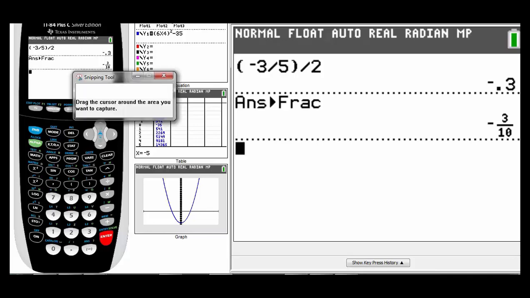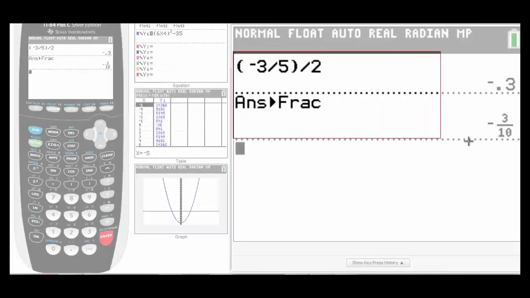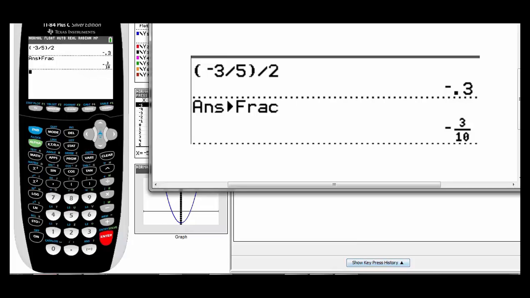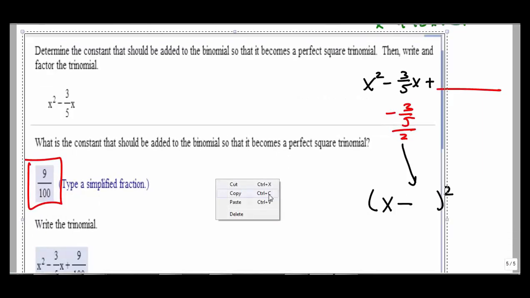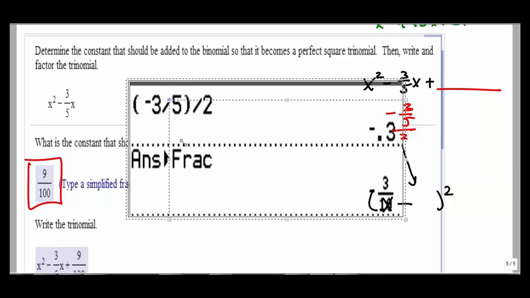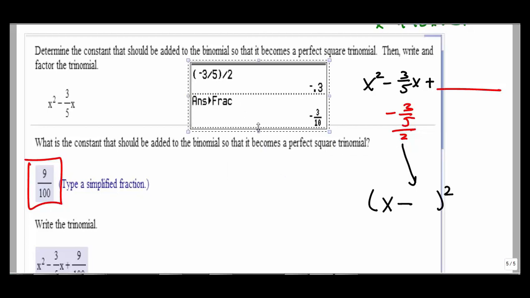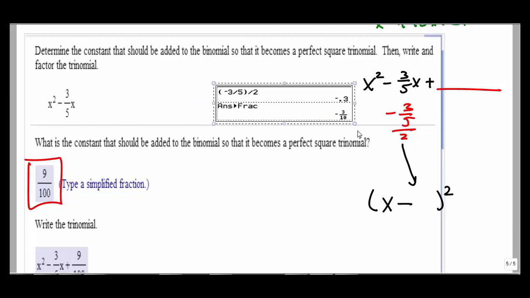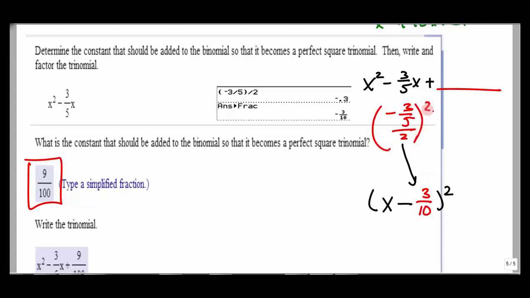And I will pop this into our work in case you want to see how to do this in your calculator again. If you want to paste, there we go. And again, this is how you get that value of -3/10. So that's going to go right down here. So the minus sign is already there for me, so -3/10. Now what I do is I take this value of -3/10 and I square it. So I take this value, -3/10, and I square it, and that's what goes on the end.